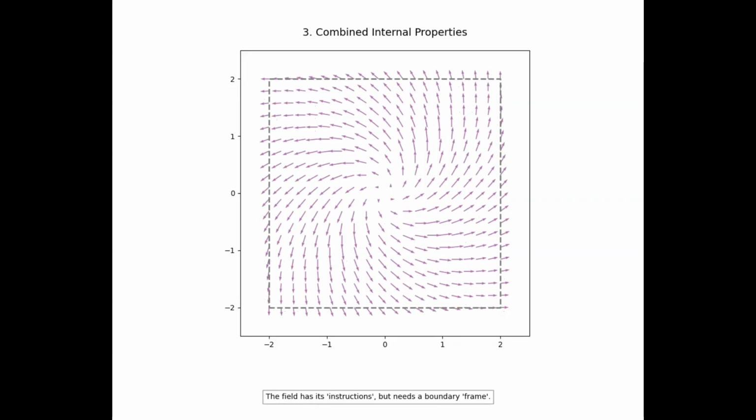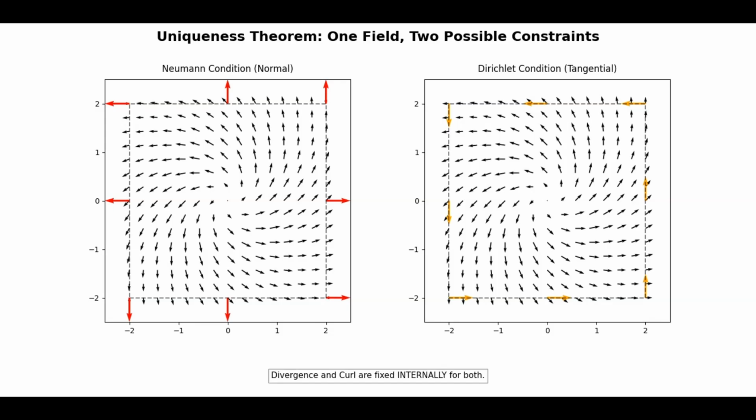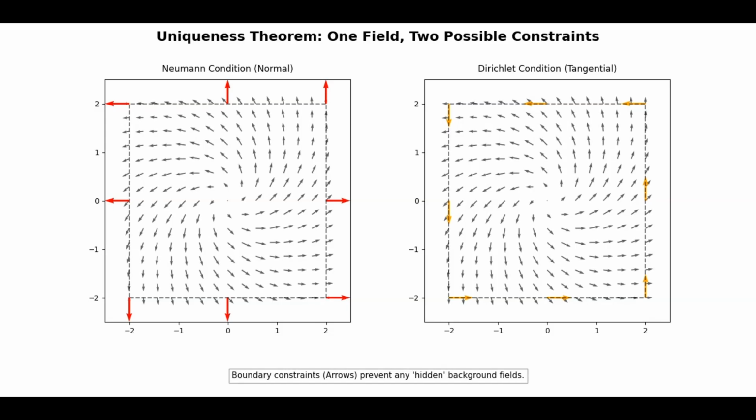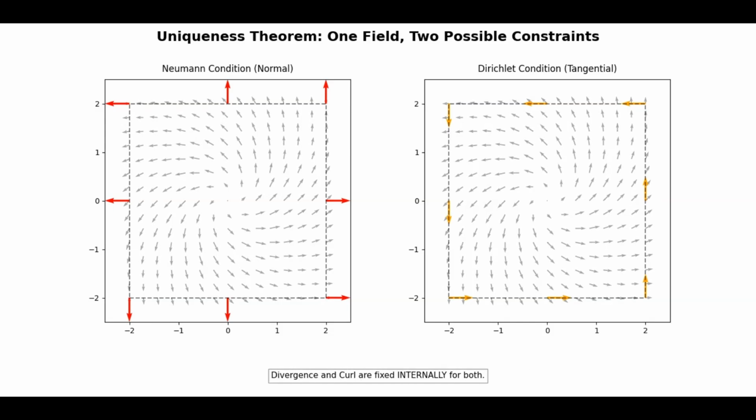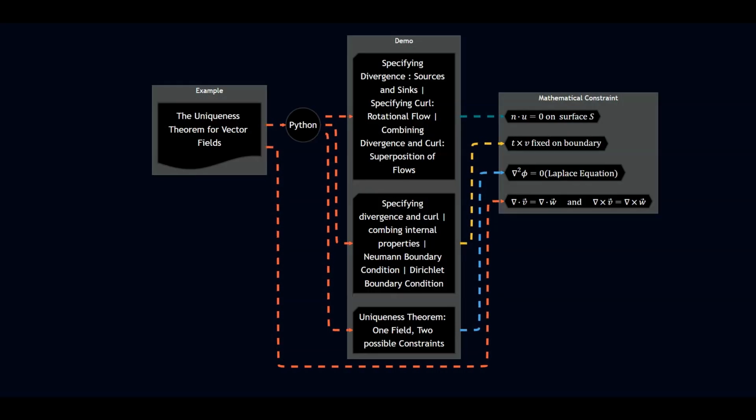Demo 2. The 2 ways to lock the boundary. This demo shows that there are 2 ways to frame the field at the edges. The first way is fixing the normal component, which controls the leakage or flux through the walls. The second way is fixing the tangential component, which controls the slide or circulation along the walls.